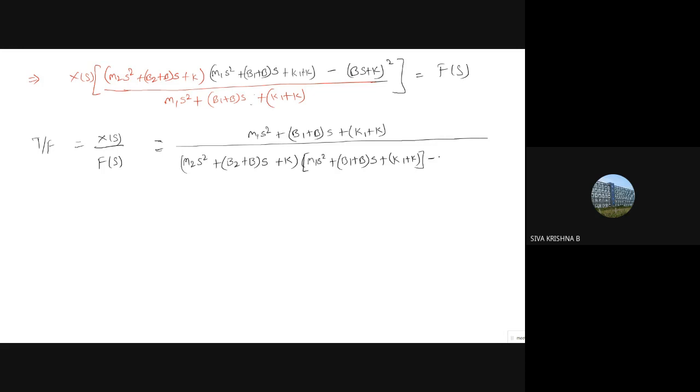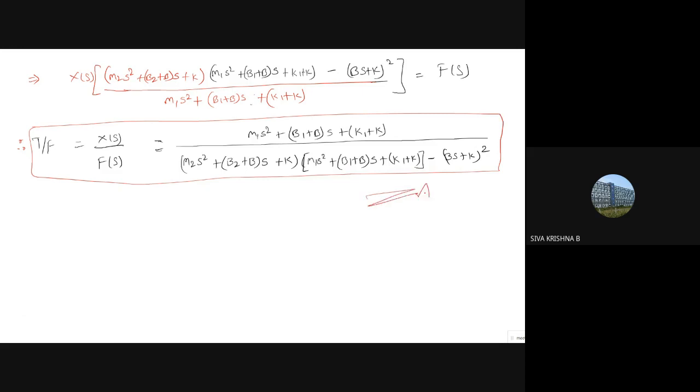So this is the final transfer function. If you want, you can expand these terms now. Doesn't matter. If you want to expand this, you can. What is the final transfer function? This is all about mechanical translational systems. Okay.